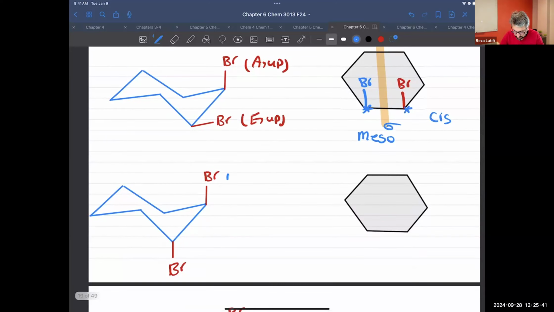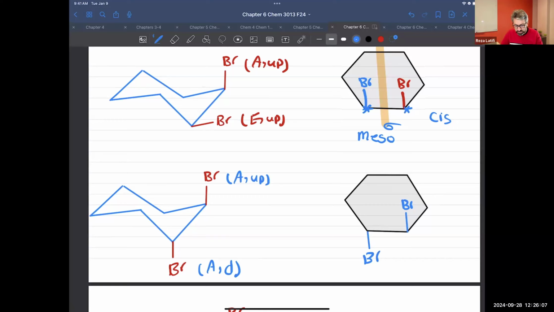Next one, we have this one axial up. That one is axial down. So I put one bromine up, one is down. Then we say bromine. Okay. And do I have a stereo center? No. Do I have an inversion center? Forgive me. Do I have a plane of symmetry? No, there is no plane of symmetry.